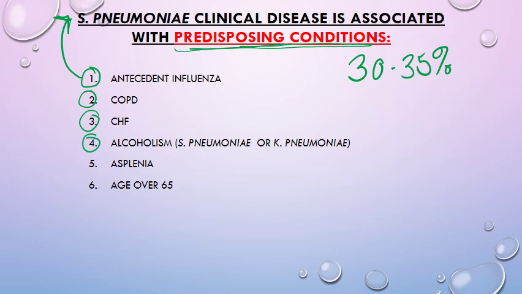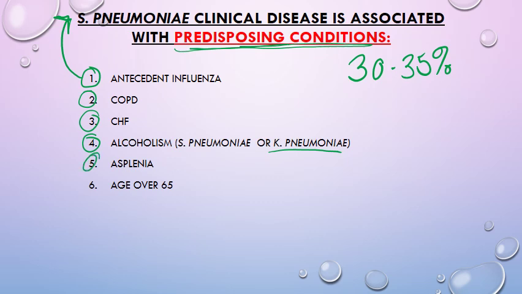Alcoholism is an interesting one. The most common cause of pneumonia in alcoholics is Streptococcus pneumoniae. However, alcoholics in general are at higher risk for bacterial pneumonia. And there is another organism, Klebsiella pneumoniae, which is also famous for causing pneumonia in alcoholics. It's not the most common, but it is a very common cause of pneumonia in alcoholics nonetheless.